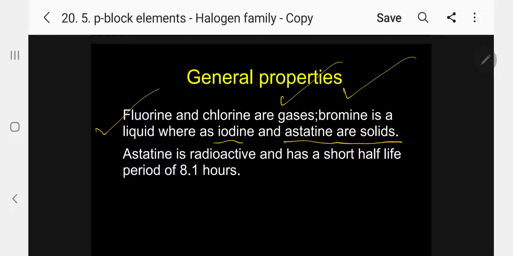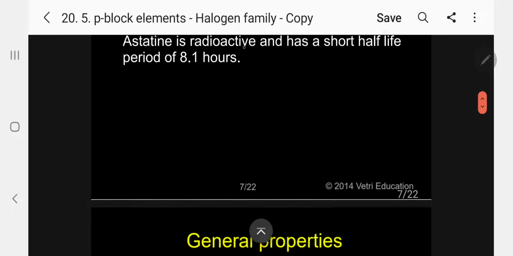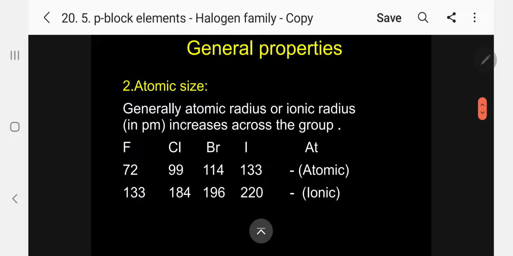Bromine water is normally used to differentiate alkene and alkyne. Iodine and astatine are solids. Specifically, astatine is a radioactive material. It has a short half-life of only 8.1 hours.